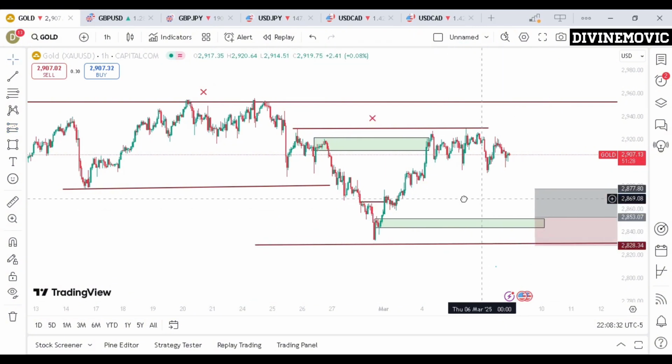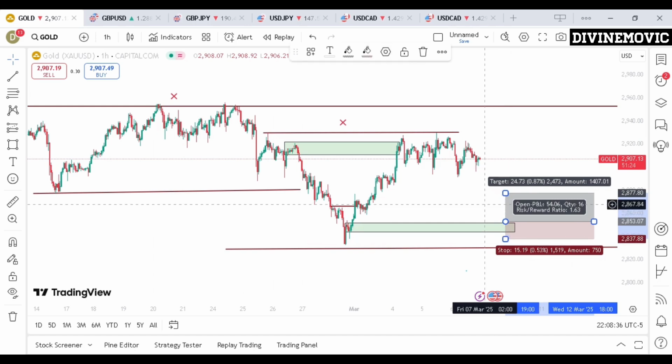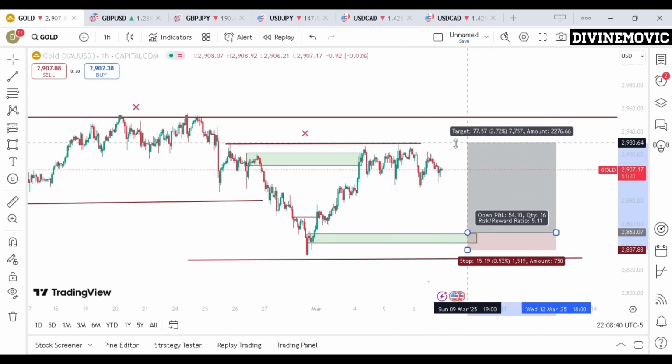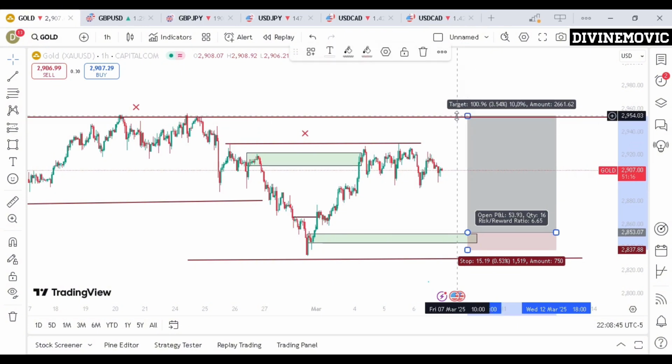Our stop loss is going to be here. Our take profit is simply to target this liquidity and as well this liquidity. And risk to reward is simply 1:6.